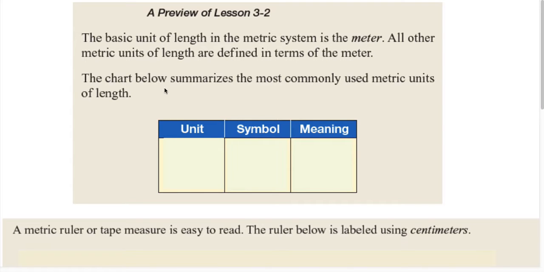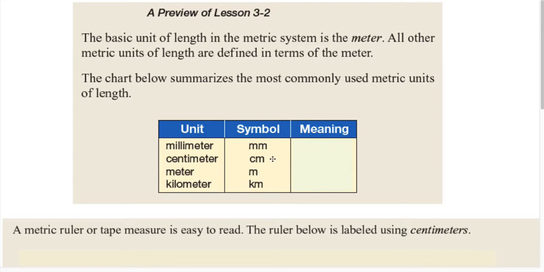The chart below summarizes the most commonly used metric units of length. And these are your most commonly used metric units of length: a millimeter, centimeter, a meter, and a kilometer. The symbol for a millimeter will be mm, centimeter cm, meter m, and kilometer km.